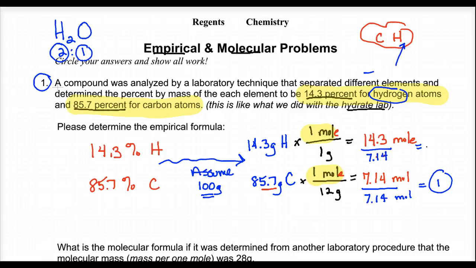And if you want the exact number, 14.3 divided by 7.14, and what you get is 2.003, which is essentially about 2. Okay, now why is there a little bit here? Because of rounding. So we got a 2-to-1 ratio.